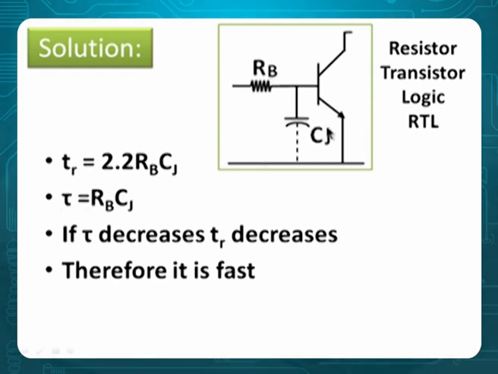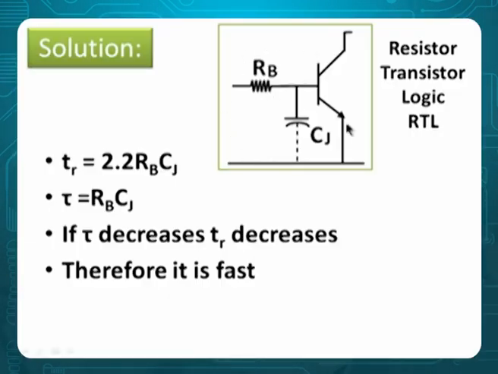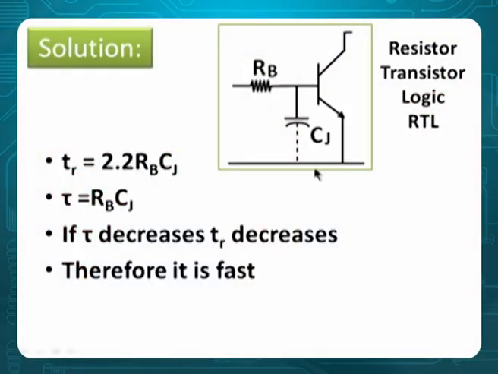But the very good news is that in a junction capacitor, Cj is generally in picofarads, 10 power minus 12, so this value becomes automatically small. The lesser the rise time, the faster the speed. That's why in transistors, the rise time became very, very small. When it is rising in less time, it is very fast. And when you use a resistor here, and this capacitor is part of the transistor, this is called resistor transistor logic, RTL.